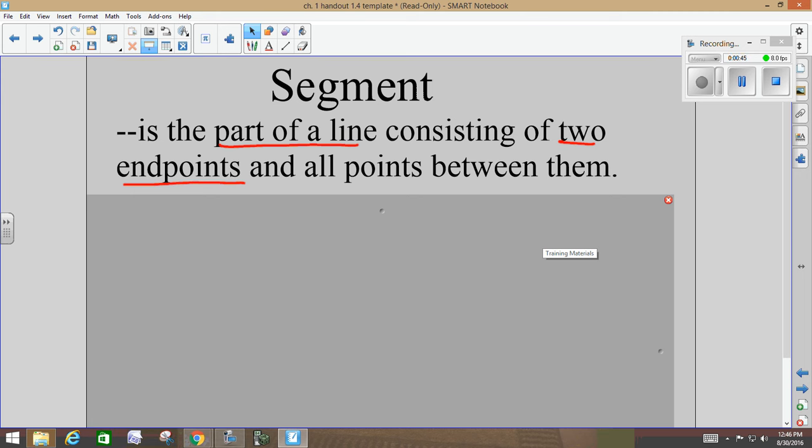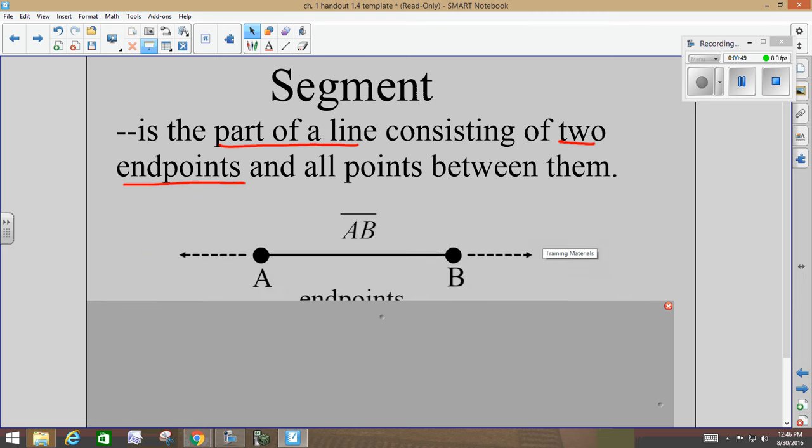That means they stop. Segments stop. They do not go on forever. So here's line AB. Goes on forever. I'm taking this portion of the line and cutting it out, and I call that segment AB. Two endpoints. The symbol for segment has no arrows on it because segments stop. They don't go on forever.